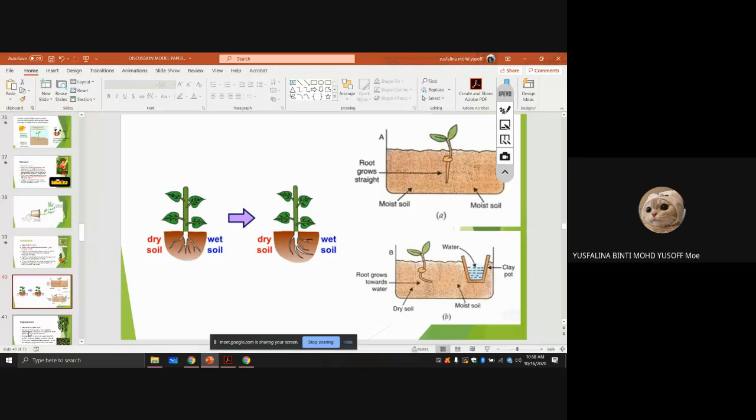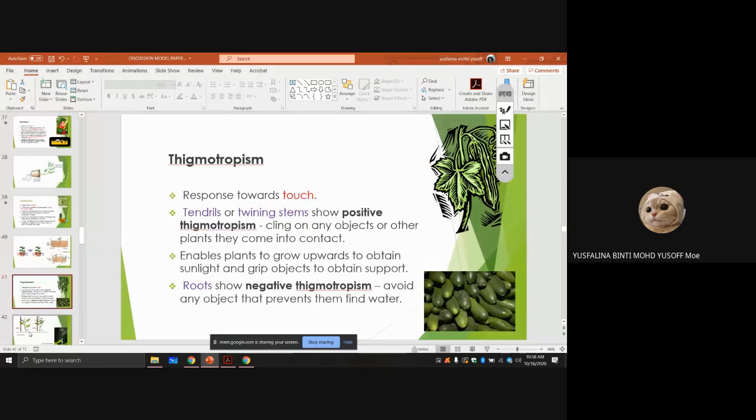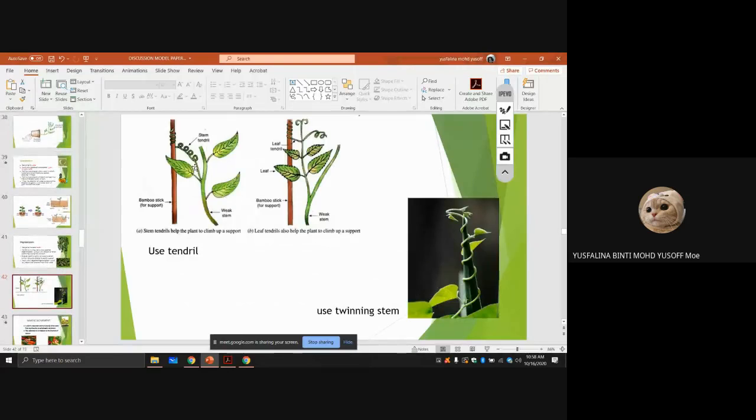And next one is thigmotropism. This is a response to touch. Tendrils or twining stems show positive thigmotropism. They cling on to any object or other plants they come into contact with. This enables plants to grow upward to obtain sunlight and grip objects to obtain support. The roots show negative thigmotropism, avoiding any object that prevents them from finding water.